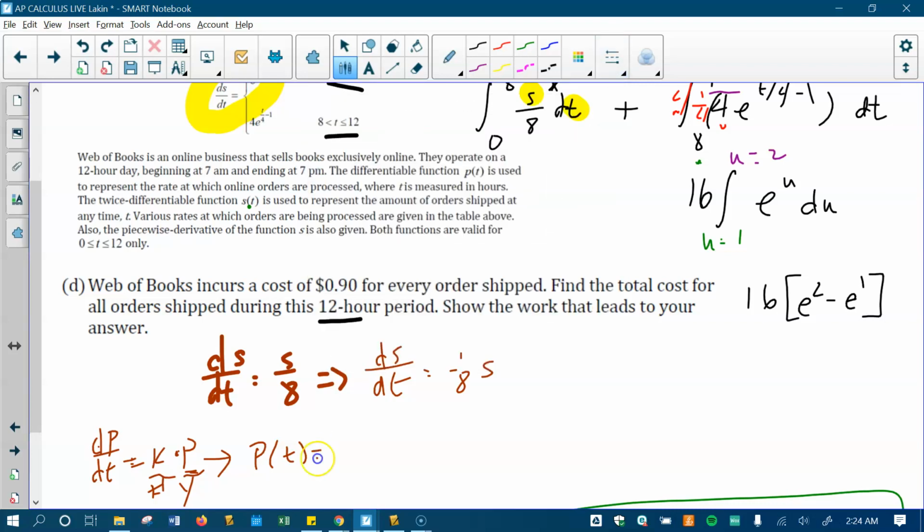You can just jump right to it and say that ds dt is equal to, s of t. So here, ds dt was equal to 1/8 s, which means that s of t is equal to e to the 1/8 t. Done. Okay, so now we need to integrate that though. So let's integrate that, and we end up getting out. So let's bring this up here now.